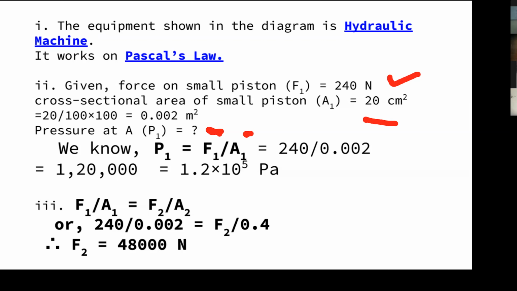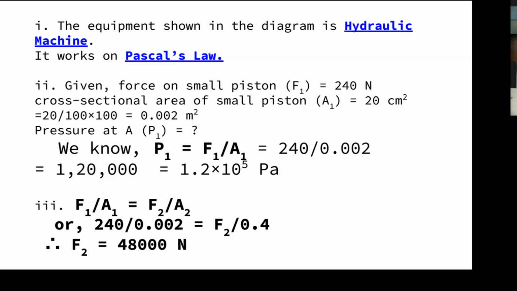Now, applying the formula for pressure, P equals F upon A, and putting in the respective values, the force is 240 Newton and the area of that piston is 0.002 meter square. So we got pressure as 1,20,000. Later on we express the value in scientific notation in the power of 10 as 1.2 into 10 power 5 Pascal. So in this way we solve the pressure at A.